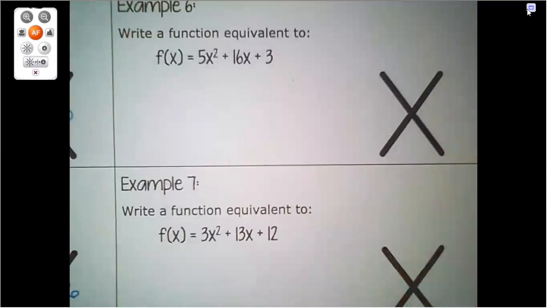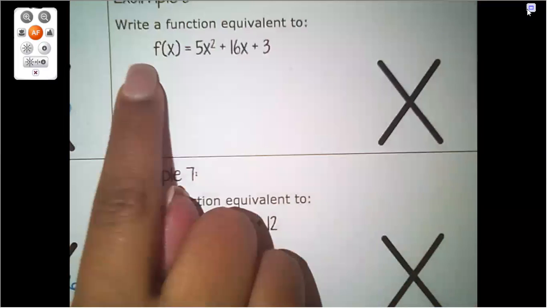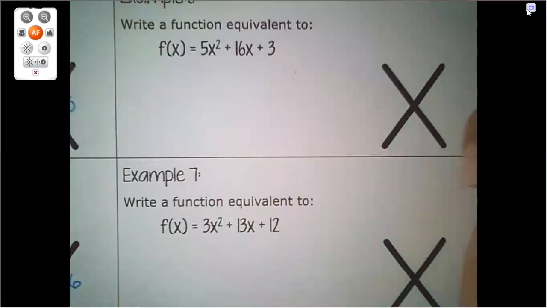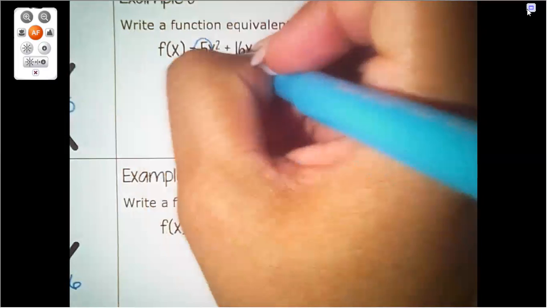But notice, what do we have this time? F of x. So what do you think our answer choices are going to include? F of x. Does that change what we're going to do? Absolutely not. They're just throwing that in there to confuse us. So what number are we kidnapping? 5.